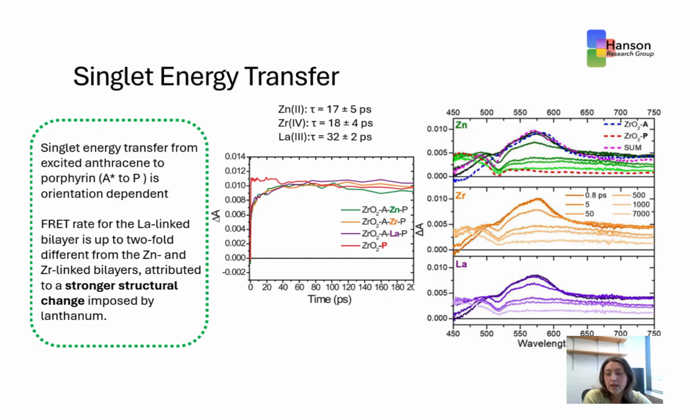And since FRET efficiency depends steeply on the distance and the relative orientation between donor and acceptor transition dipoles, a twofold change in rate implies a meaningfully different average separation or orientation between the anthracene and porphyrin in the lanthanum-linked film.